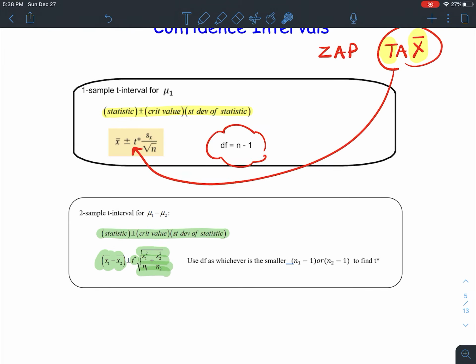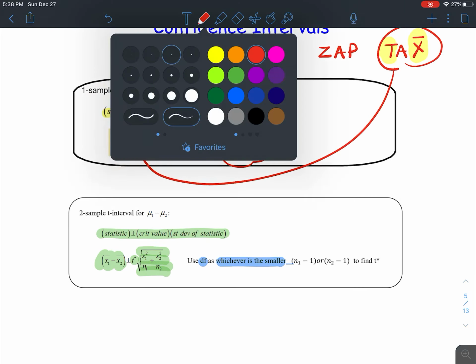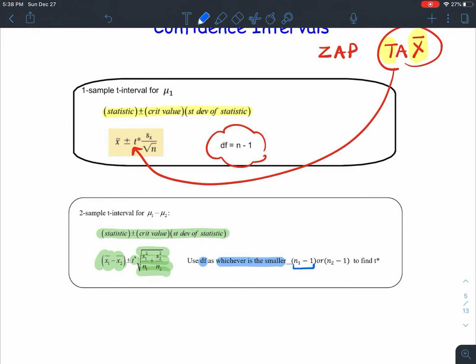Now, when it comes to degrees of freedom, we want to make sure that you are using for your degrees of freedom whichever is smaller, okay? So whichever sample size minus 1 is smaller, that's the degrees of freedom that you would use to help you find your t-score, your critical value. So for example, if one of your sample sizes was 50 and the other one was 45, you should use as your degrees of freedom 44. The smaller sample size minus 1, that is a more conservative way to find your t-score here.